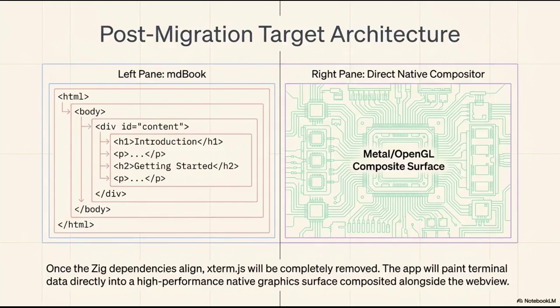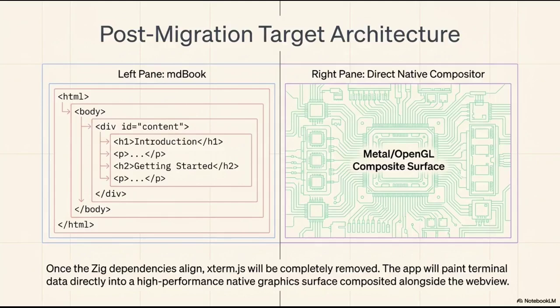The right pane introduces a significant architectural evolution, a direct native compositor. This area will leverage high-performance native graphics APIs, specifically Metal or OpenGL, to create a dedicated composite surface. This shift is crucial for enhancing performance, as explained in the text below.